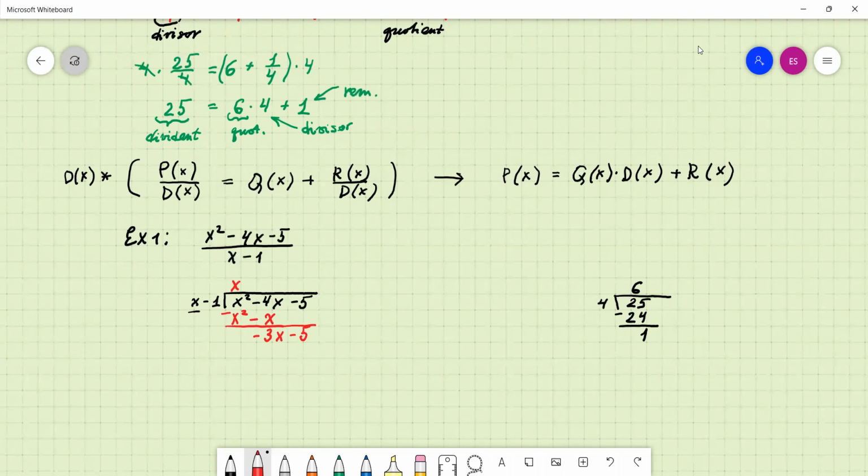Oh, it looks like we divide a bigger number here. If we do it, then we are going to have something more complicated. Okay.